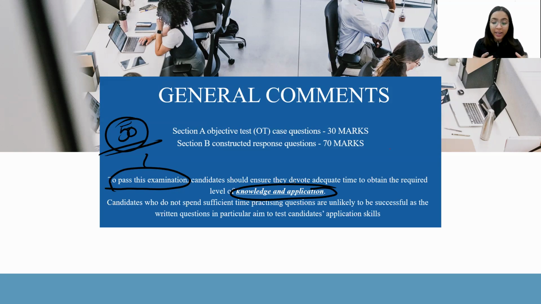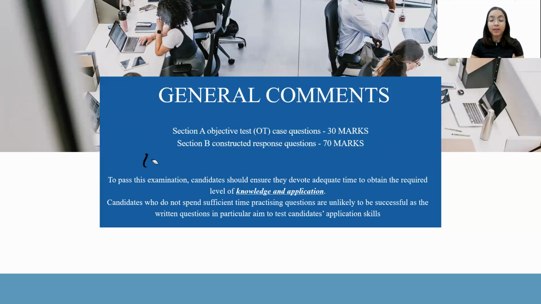When I see AA questions, there are a lot of answers where students are just writing the knowledge part. They are just writing as per this auditing standard, as per this accounting standard, everything. That comes under knowledge. But ensuring the application will fetch you marks. Candidates who do not spend sufficient time practicing questions are unlikely to be successful, as writing questions in particular aim to test candidates' application skills.